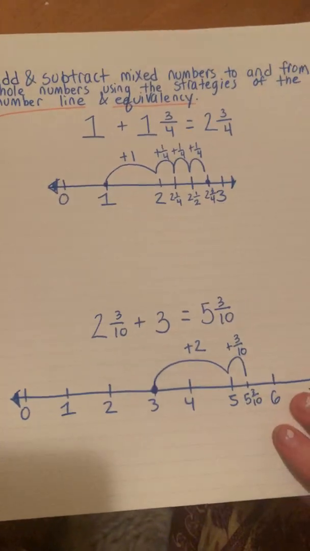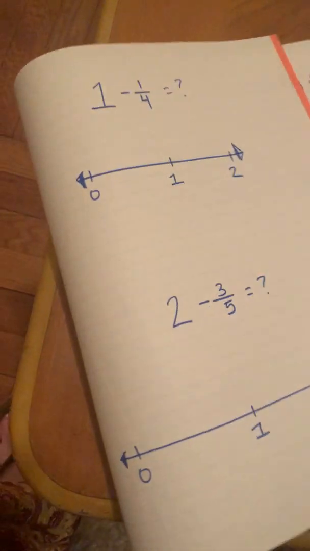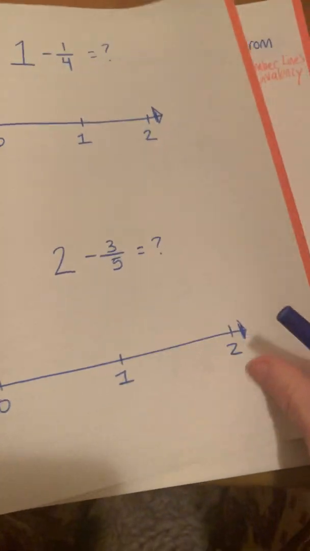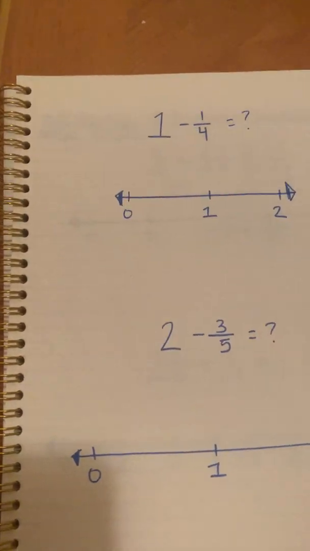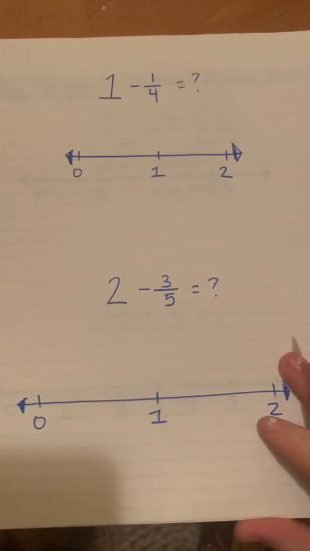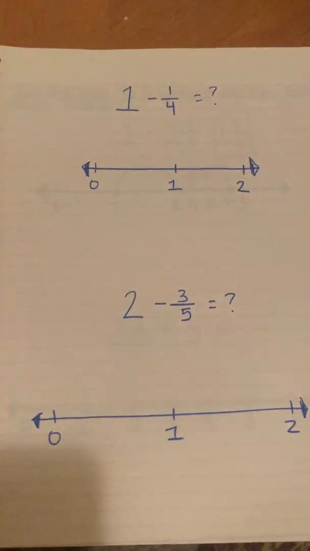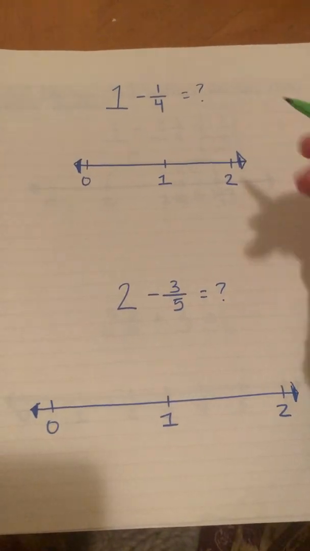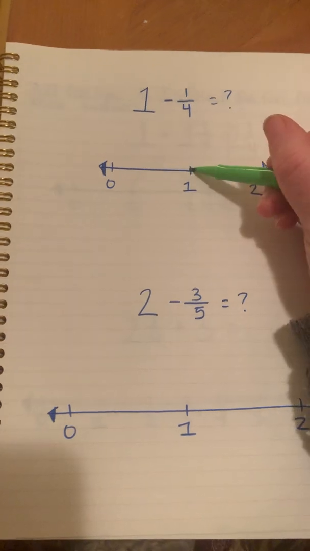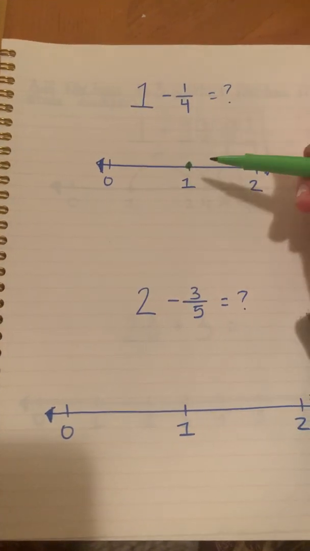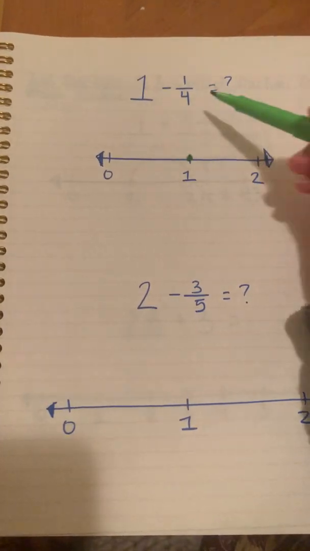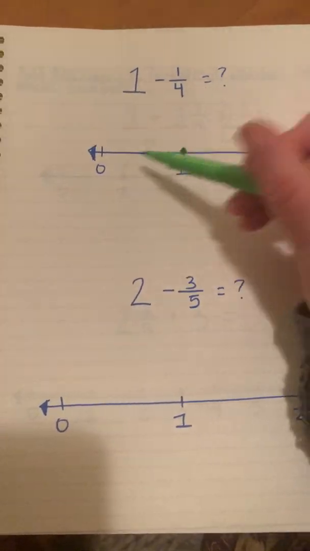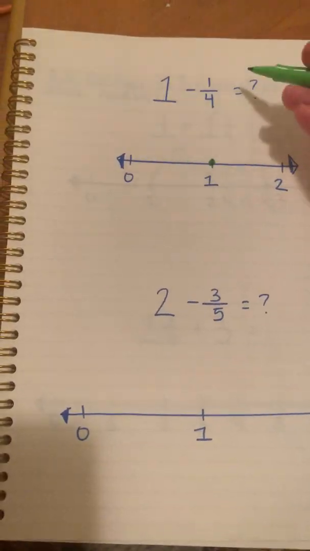Let's get some practice now with subtraction. I'm going to turn to another page. And here's where we're going to incorporate the strategy of equivalency. You guys ready? All right. So I'm going to do 1 minus 1/4. So I'm going to start with my 1. And I want to make a backwards jump of 1/4, but I don't have this partitioned into fourths. So I'm going to go ahead and do that.